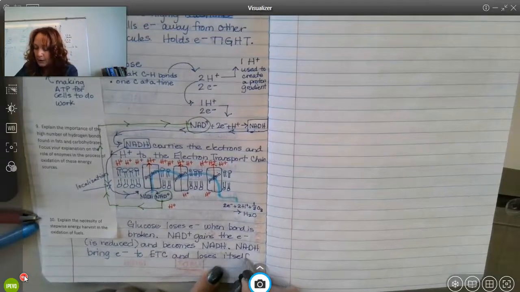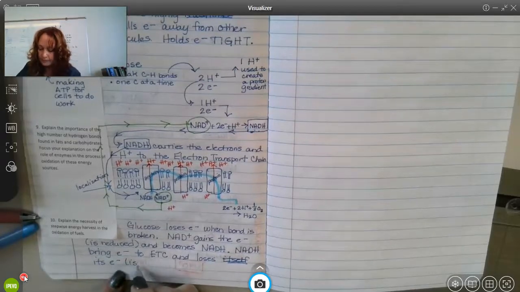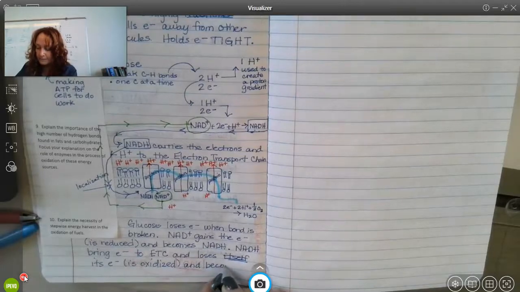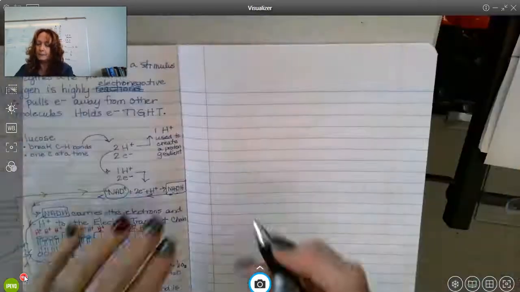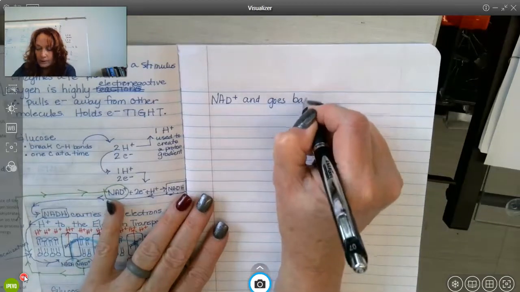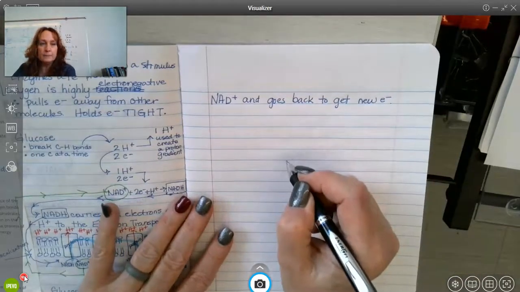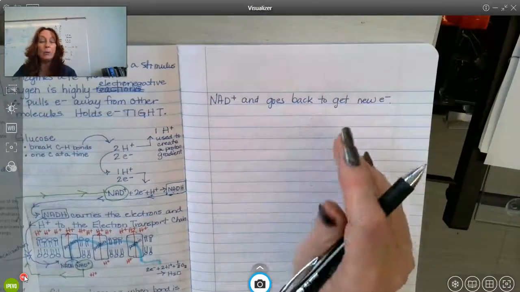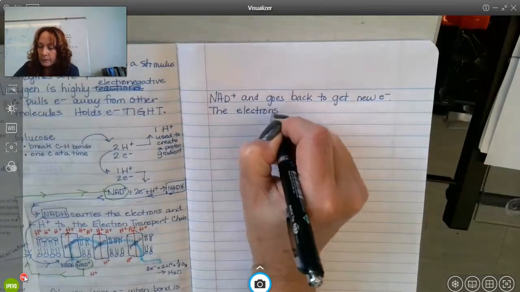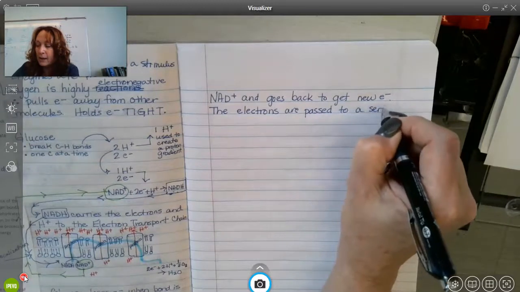So if it loses its electrons, now it's oxidized. It's going to be the empty bus again, which is NAD, and goes back, it's a shuttle, to get new electrons. Okay? So that's the story of NAD and NADH. Now we have the story of the electrons. So the electrons are passed to a series of acceptors.